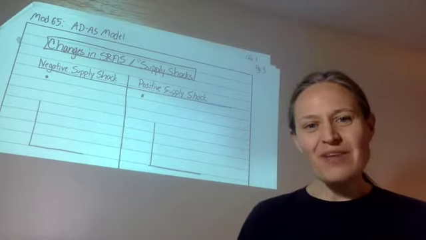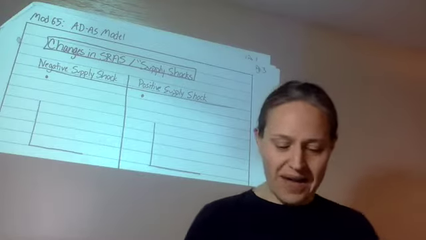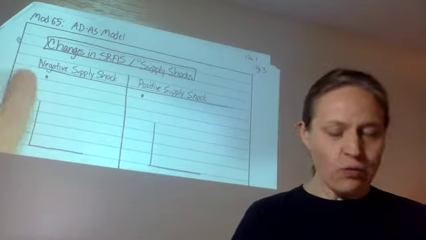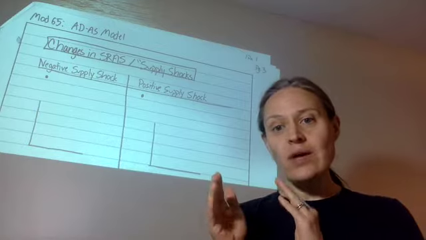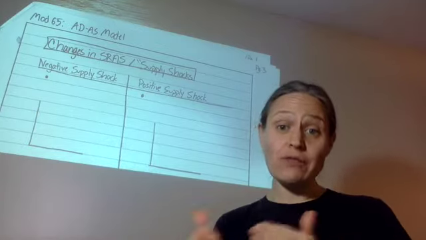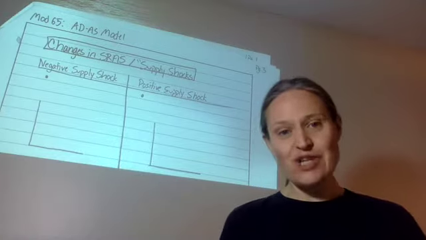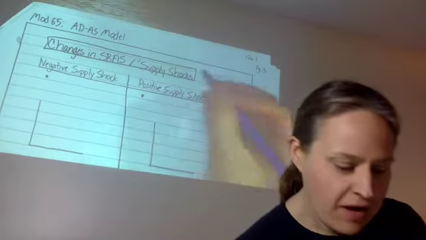All right, macroeconomics students, here we are with Module 65, Part 2 video. We're starting on page 3 of our notes, and we just got done talking about what happens to the price level and the real GDP when the aggregate demand curve shifts. And now we're going to talk about what happens when the aggregate supply curve shifts, which are called supply shocks.